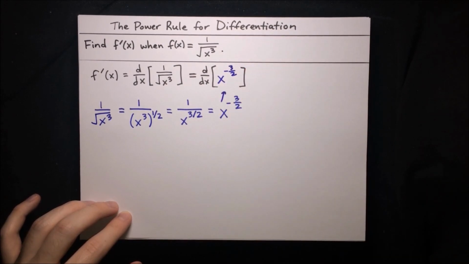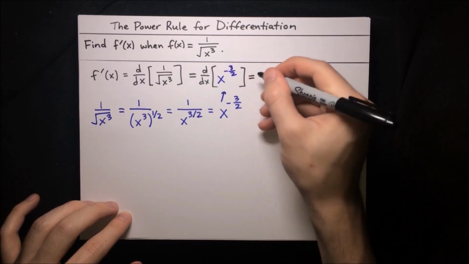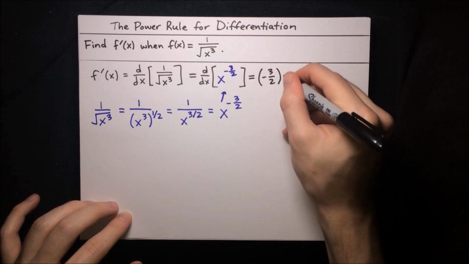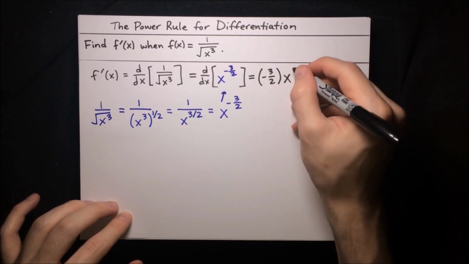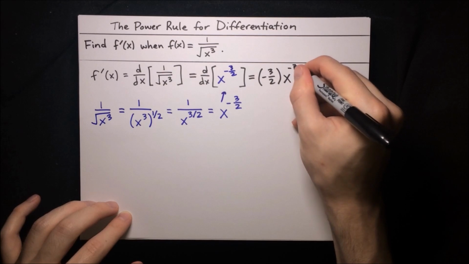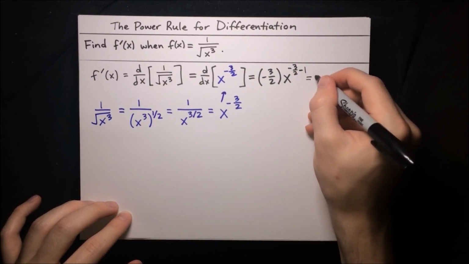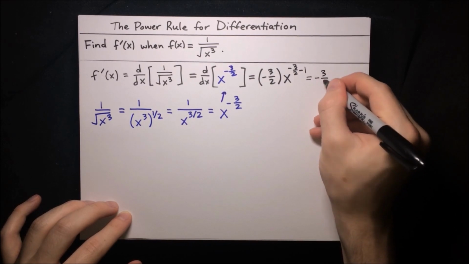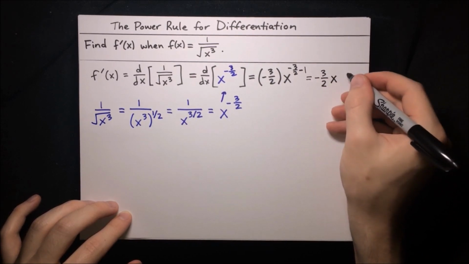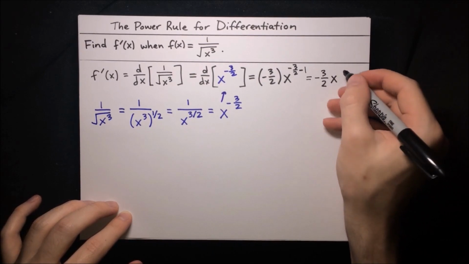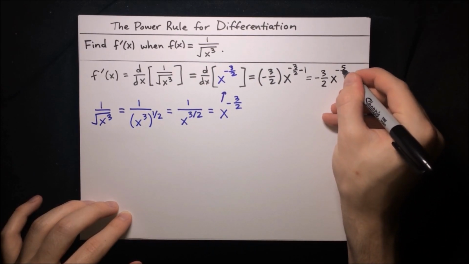And the result when we differentiate that using the power rule is we just bring down that power, negative 3/2, and then times x, and then we reduce that power by 1. So subtract 1, negative 3/2 minus 1, which is equal to negative 3/2 times x to what power? Negative 3/2 minus 1 is like negative 3/2 minus 2/2, which is negative 5/2.